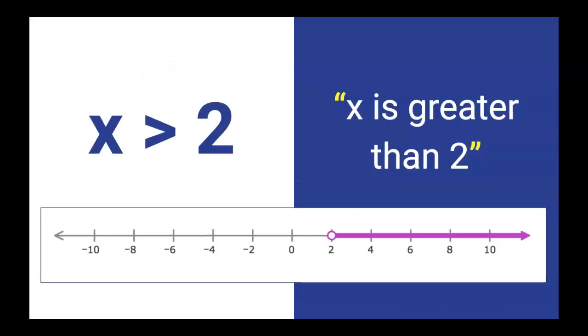So to the left, you're going to see x is greater than 2. If we show that on the graph, you can see how I've shaded in all the numbers that are greater than 2.